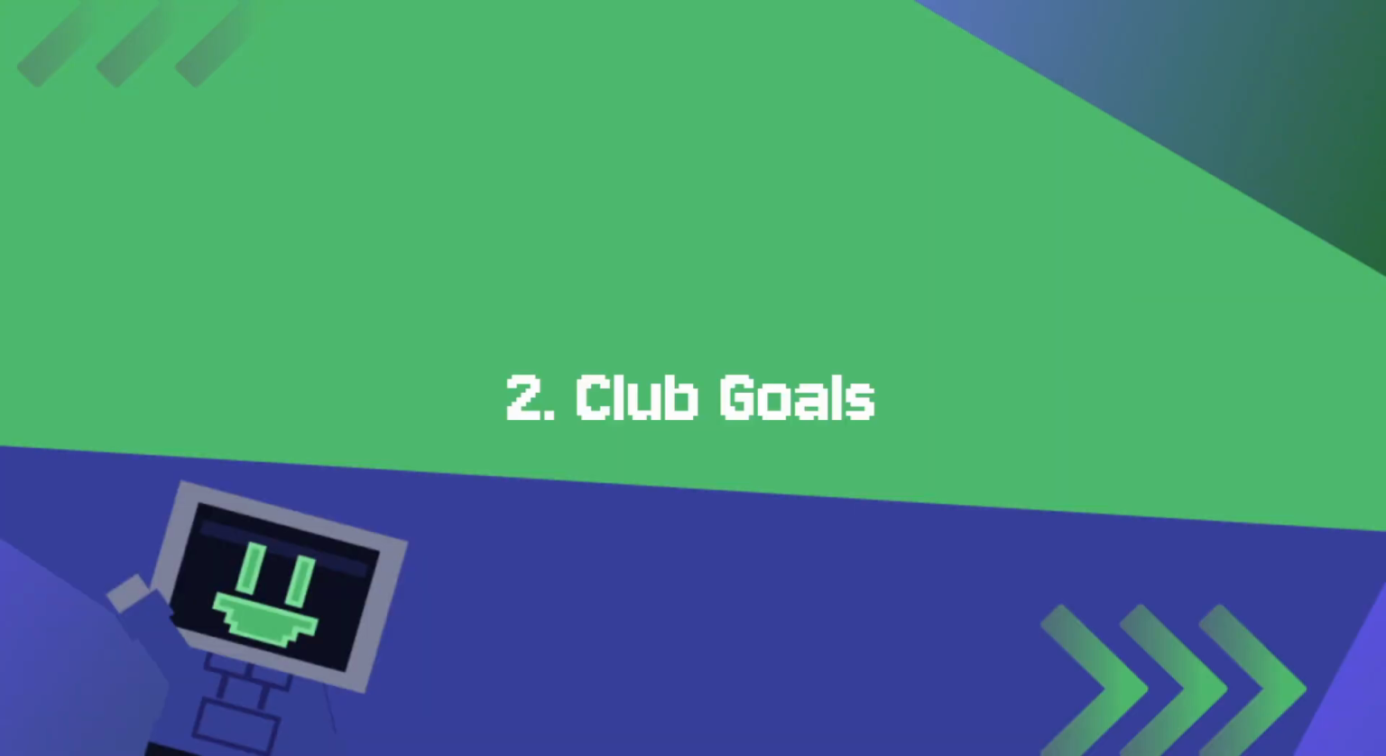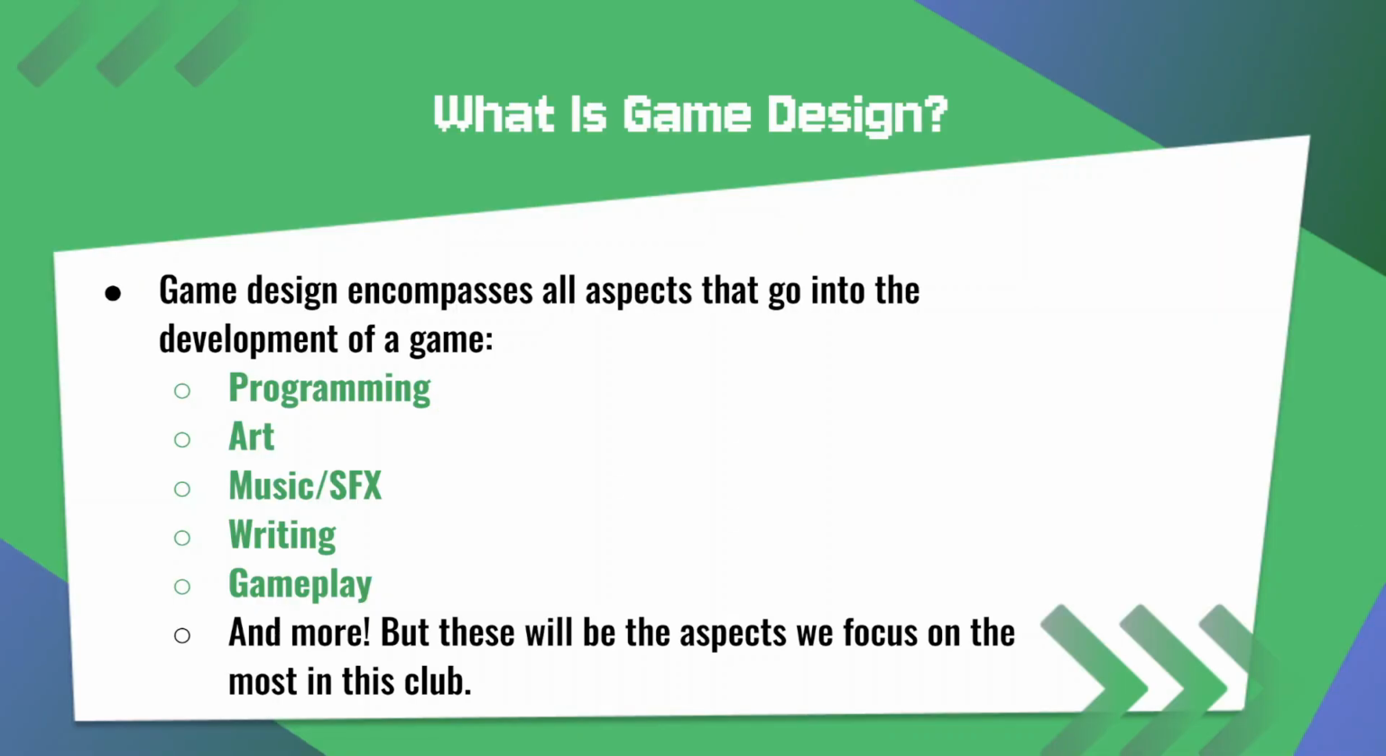All right, so the goal of this club. This club is called the Game Design and Development Club. But what is game design? Game design encompasses all aspects that go into the development of a game. This includes programming, art, music and sound effects, writing, gameplay, and more. But these will be the main aspects that we focus on the most in this club.